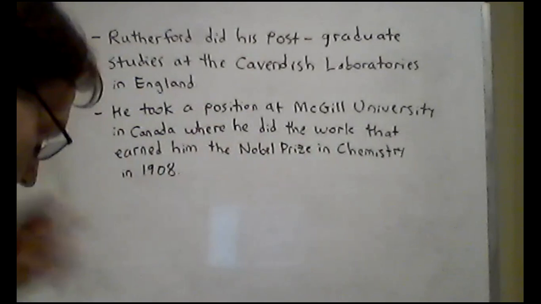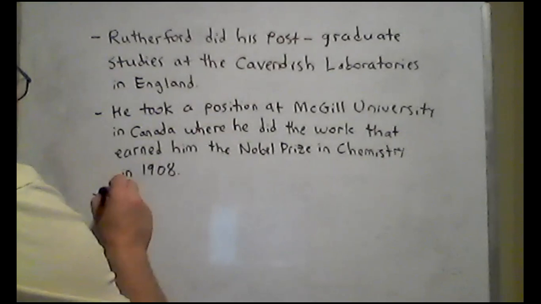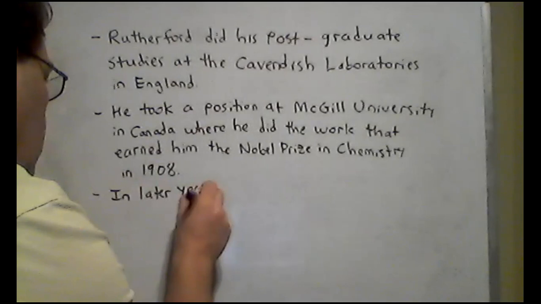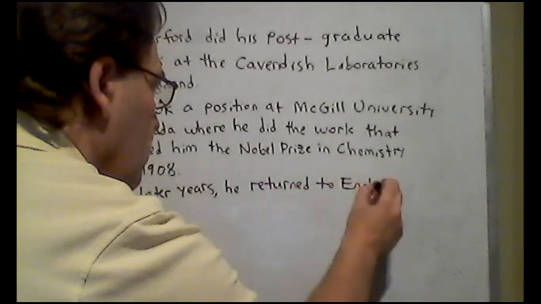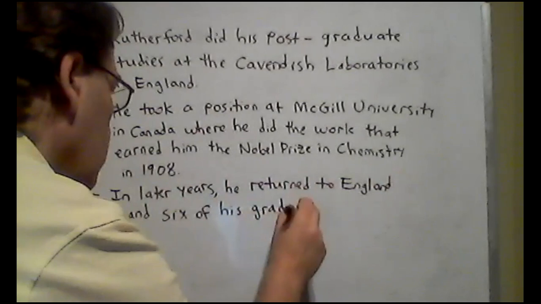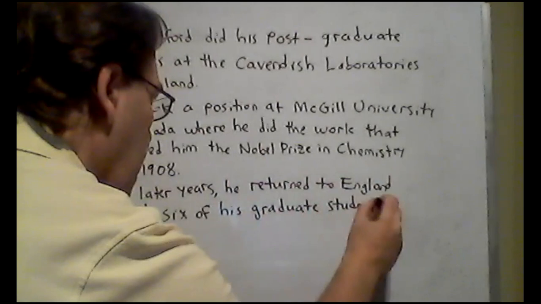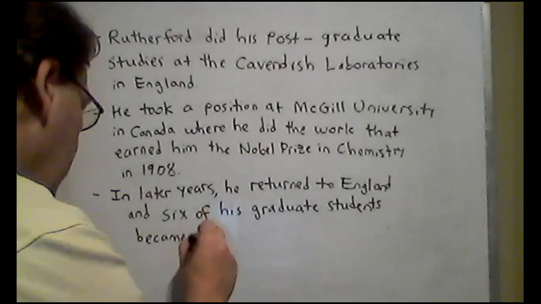So Rutherford, in the area of atomic nuclear physics, there's a lot of overlap between chemistry and physics. And Rutherford returned to England in later years and actually had 6 Nobel Prize winners as students. Rutherford was a massively brilliant scientist, and 6 of his graduate students became Nobel laureates. I don't know if anybody has ever had that many graduate students who became Nobel laureates. 6.